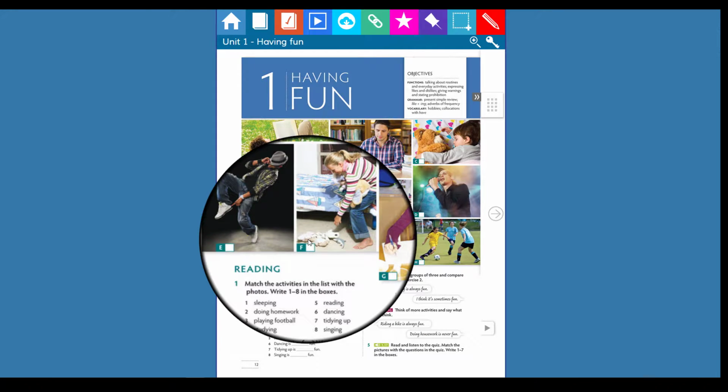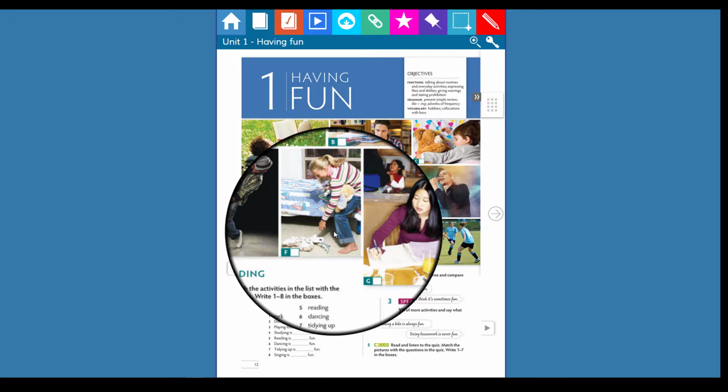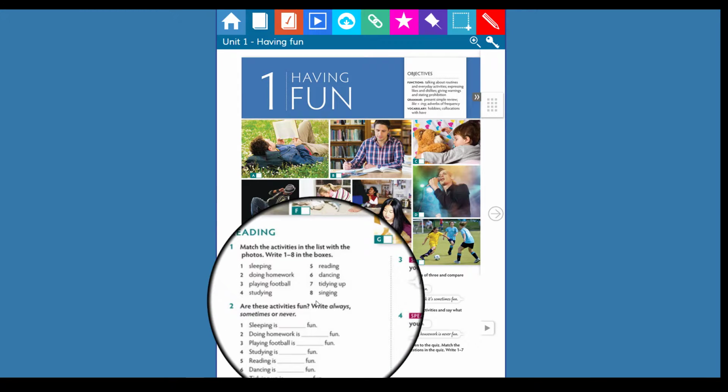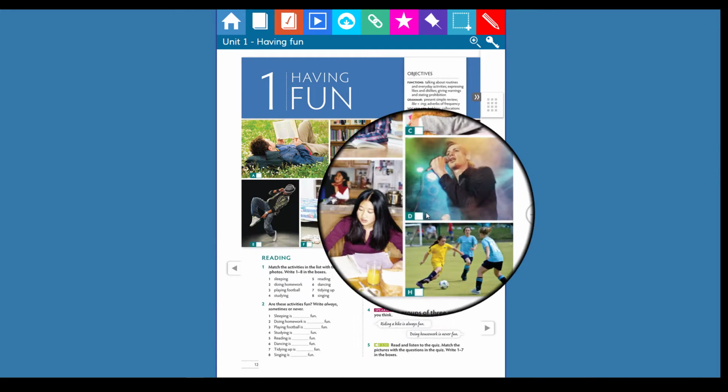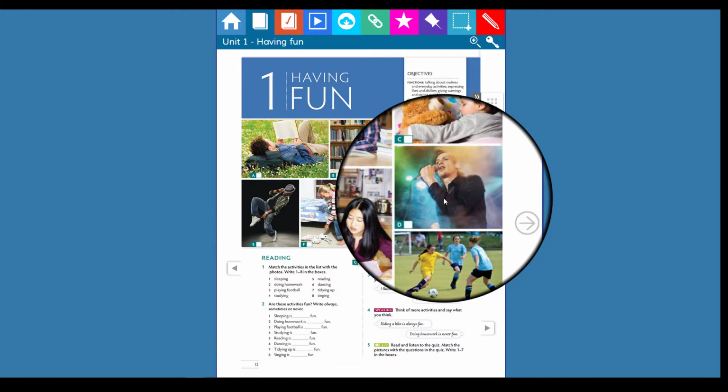Tidying up, letter F. Very good. When you order the things in your bedroom, for example, when you pick up your clothes, when you clean your desk, you are tidying up, okay? And number 8, singing. Letter D. Very good. Yes, because we can see a singer here. Excellent. Okay.